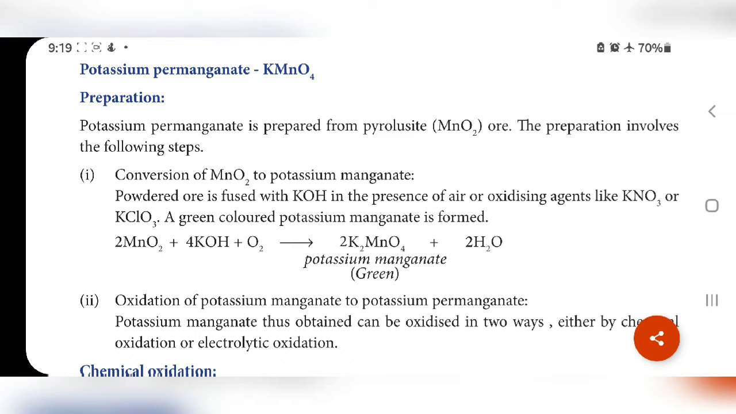Good morning, students. Next compound, potassium permanganate, KMnO4.